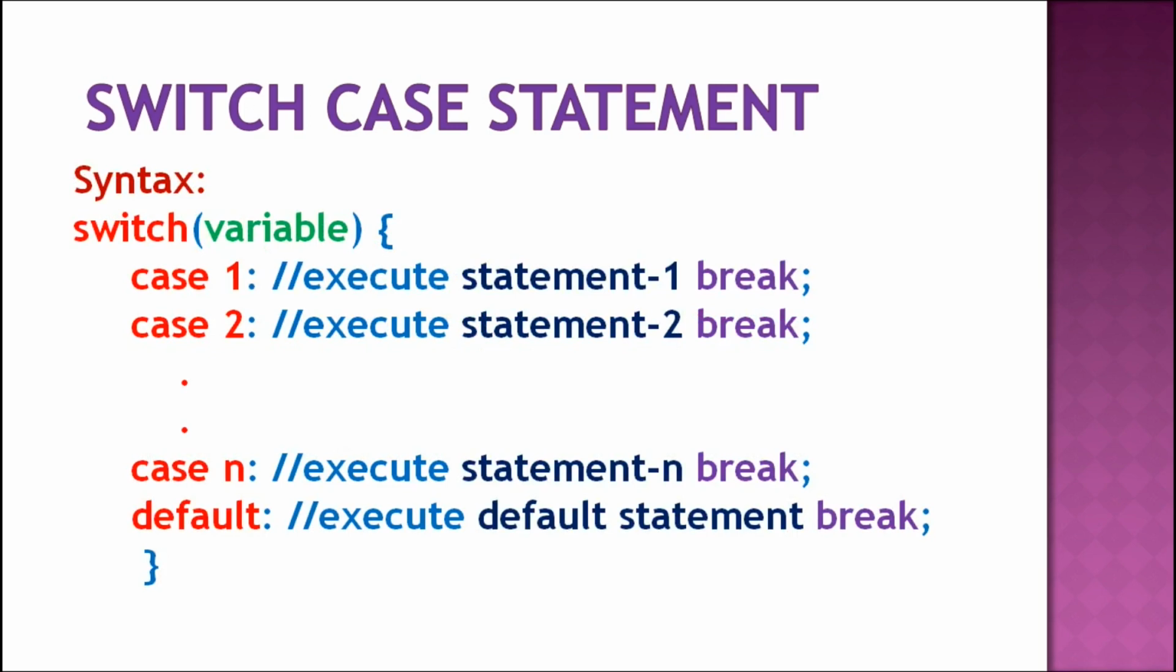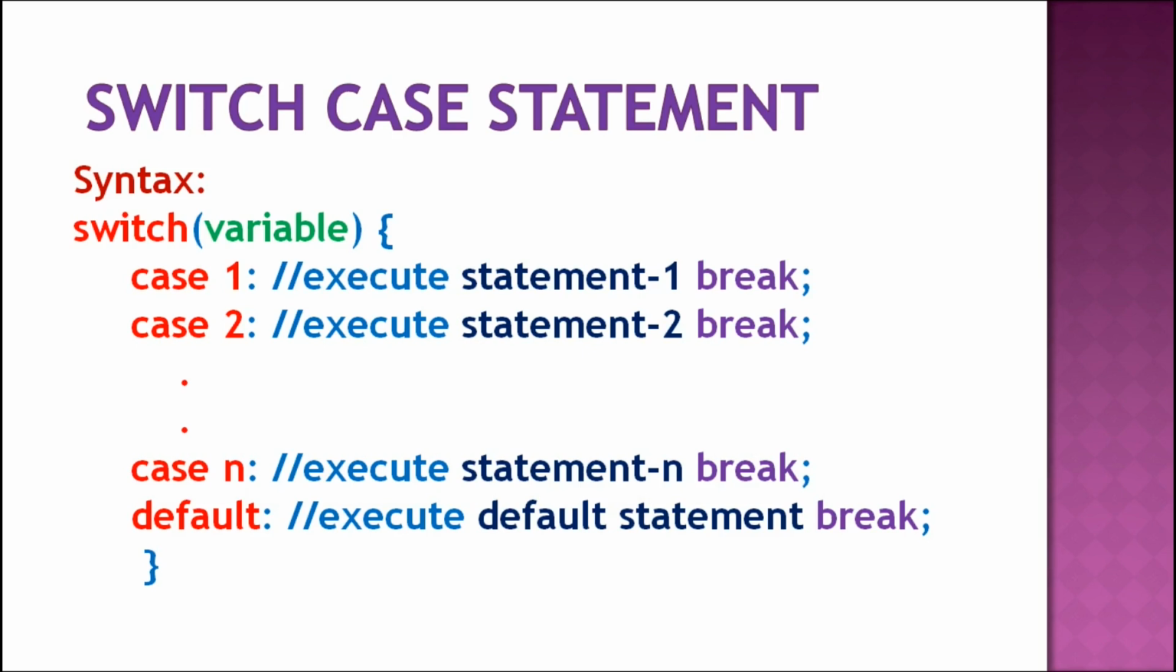Here we have the syntax: switch with the variable, and case 1. If case 1 is satisfied, it will execute statement 1, and it will break from there. If case 1 does not match the variable, and case 2 does, then it will not execute the case 1 block.